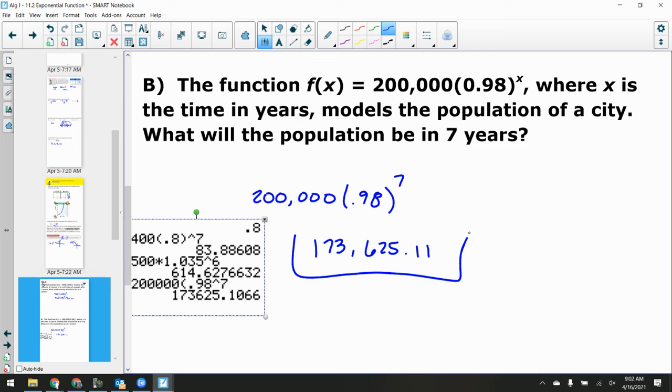173,625.11 people. Now, for our purposes, would I really talk about 0.11 people? No, but honestly, this is just an estimation, a prediction for the future. Whereas in that case, you can use decimals. I know there's not really 0.11 of a person, but when you interpret data, it's okay to use decimals like that when you're talking about things in the future.